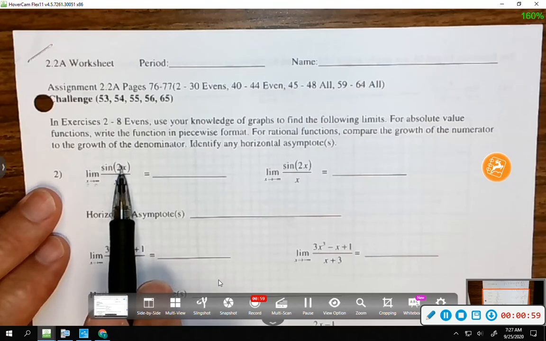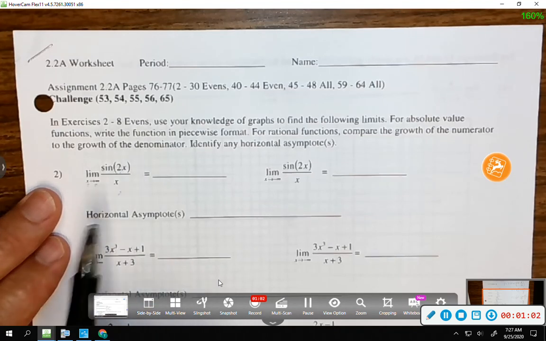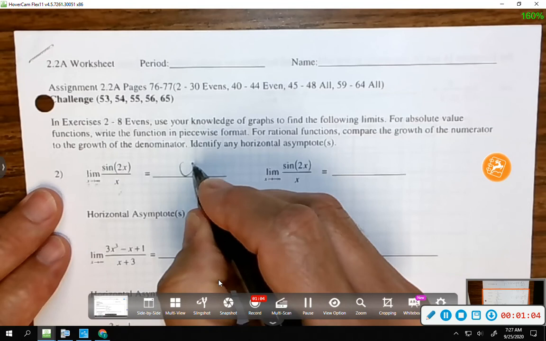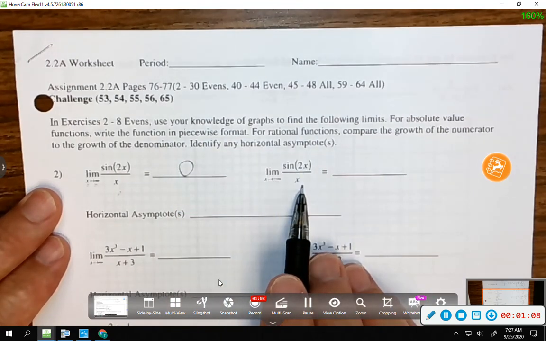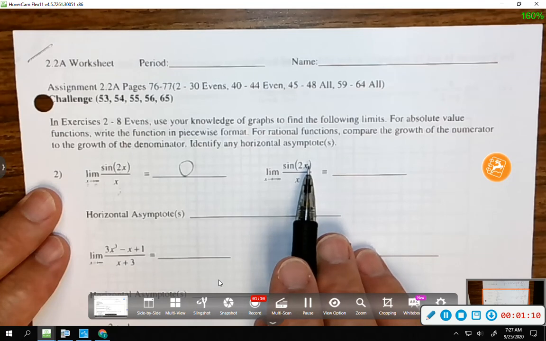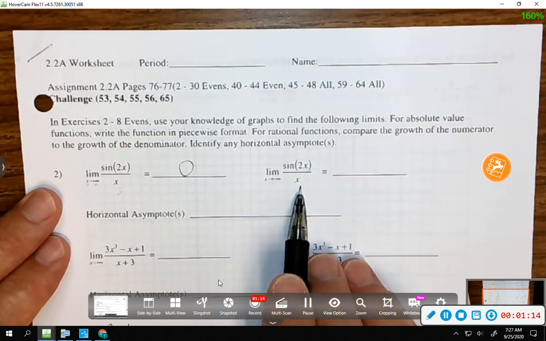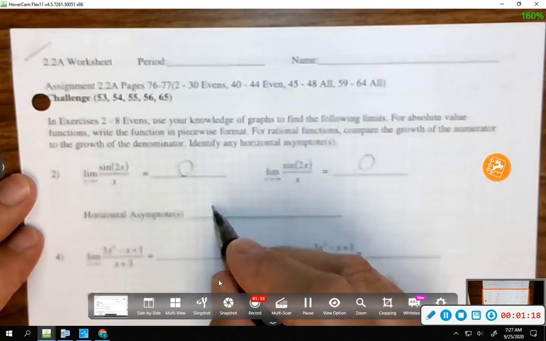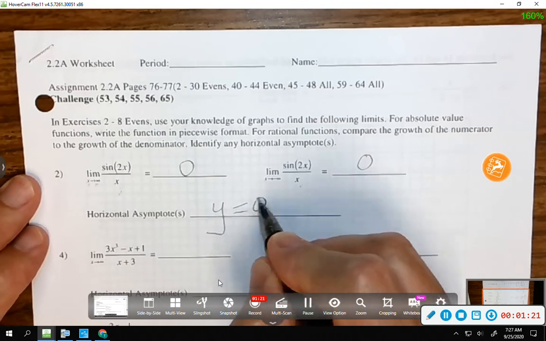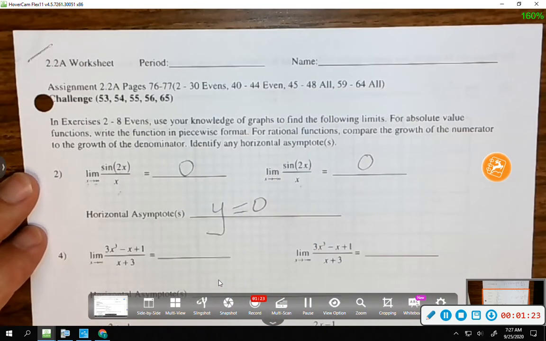So if it's a small number over a really big number, this limit is simply going to go to 0. And it doesn't matter whether we go to positive infinity or negative infinity. It is a number between negative 1 and 1, that's how you want to think about it, over a really big number. That goes to 0. So the horizontal asymptote here is y equals 0, both to the right and to the left.